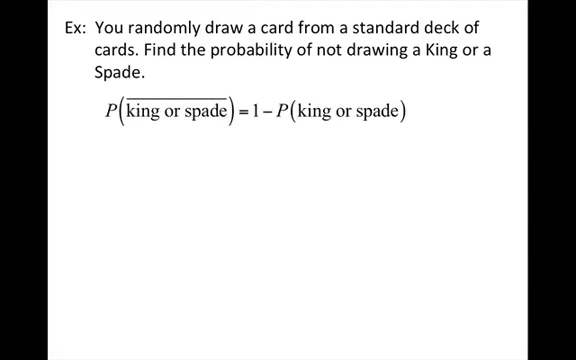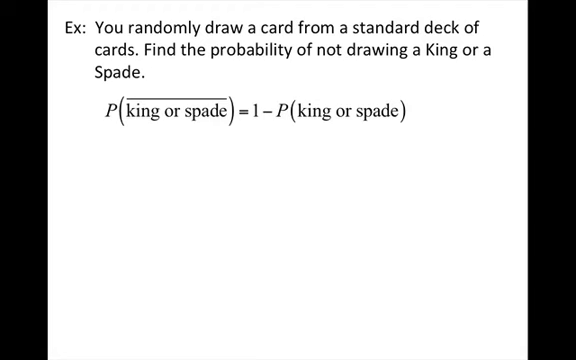Well, in the next example, you randomly draw a card from a standard deck of cards. Find the probability of not drawing a king or a spade. This is an example where I want to use my complements, because to list all the possibilities of not drawing a king or a spade, there's just too many to list. And usually when you see the word not, that's your clue that it's going to be easier to use complements.